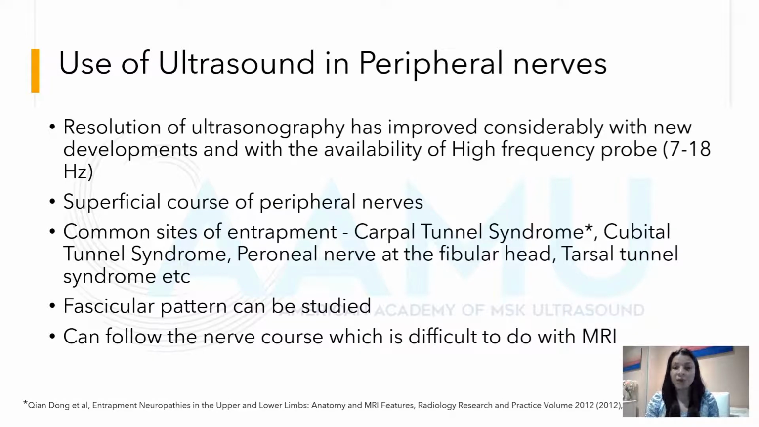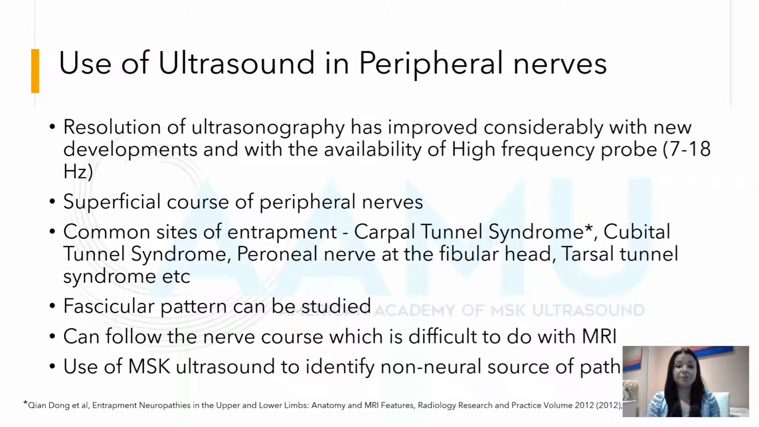It can be more superficial to more deep, depending on which nerve you're following. And you can easily follow the course of the nerve, which is not very easy with some other imaging modalities like MRI. So following the course of the nerve, looking at the change in caliber of the nerve or ecotexture or echo signal can be assessed with ultrasonography.